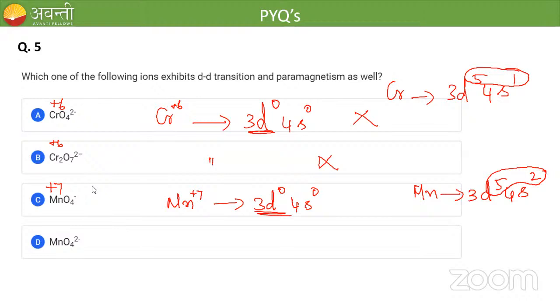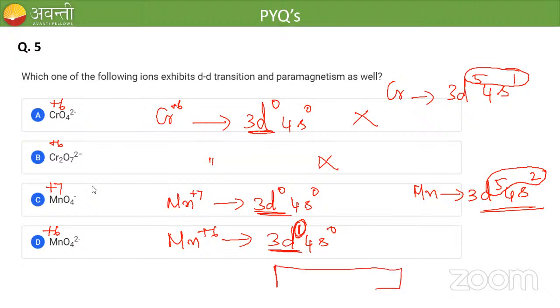And in case of MnO4 2 minus, the oxidation state is +6. If it is +6, you have to remove only 6 electrons from here. So manganese +6 configuration will be 3d1 4s0. So only manganese +6 has one unpaired electron. No, my dear, it is not diamagnetic. We have one unpaired electron in the d orbital.